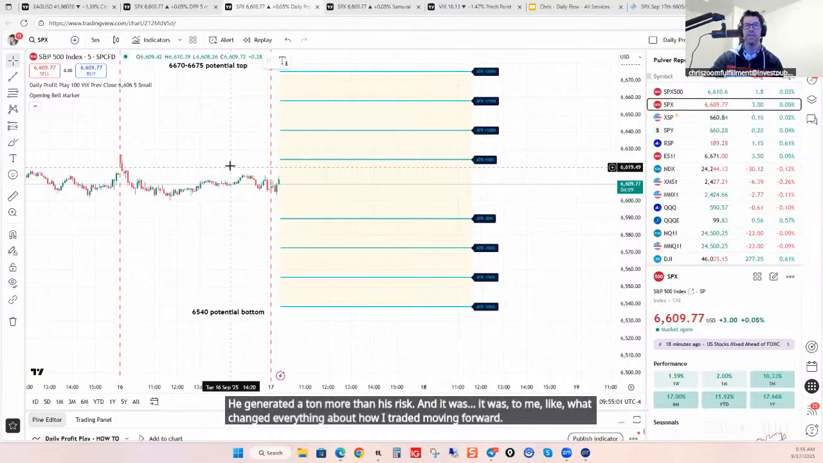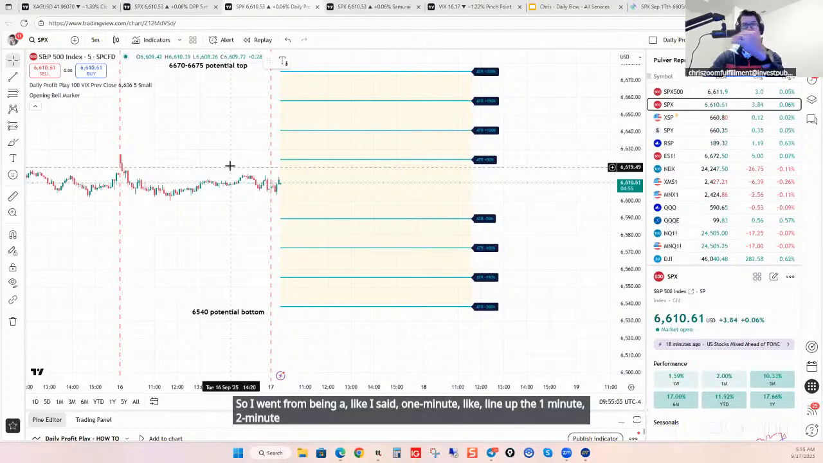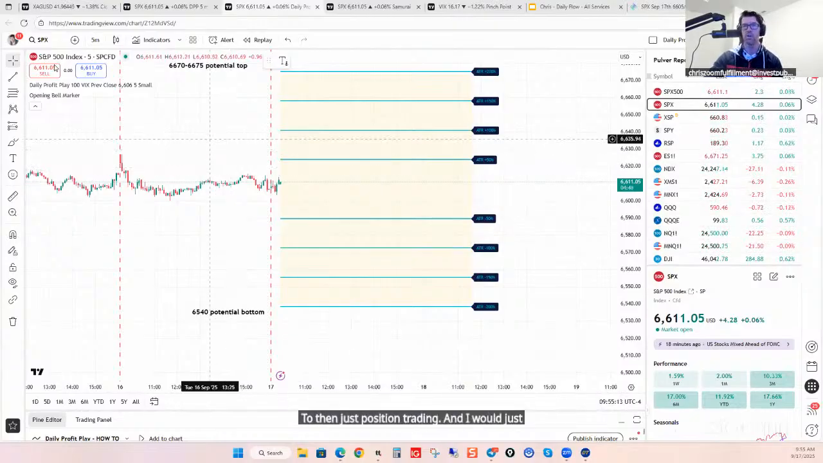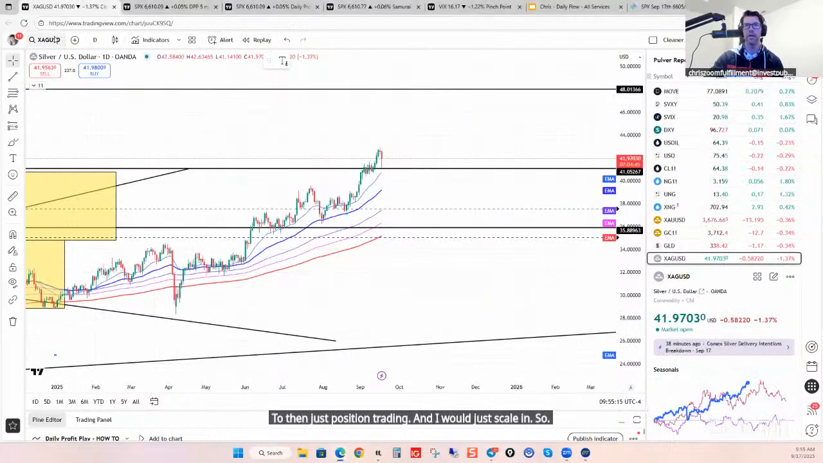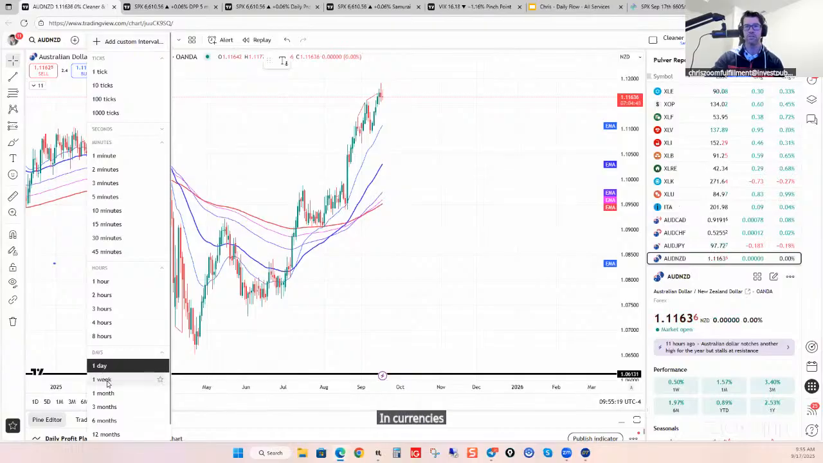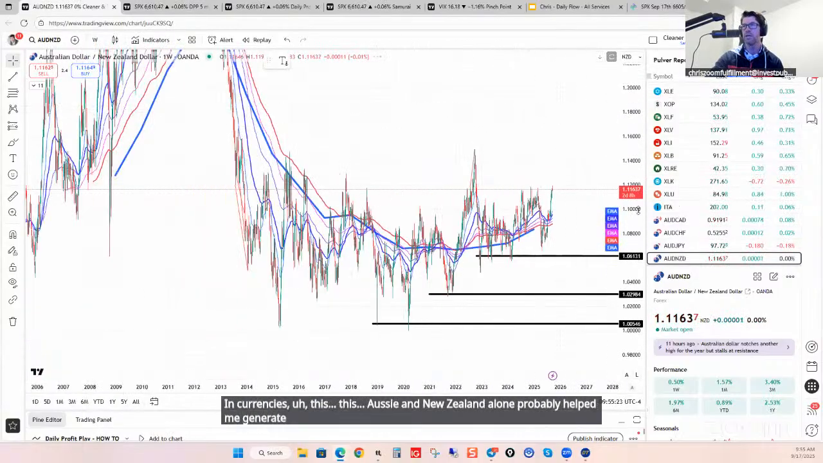So I went from being, like I said, 1 minute, line up the 1 minute, 2 minute, 3 minute, line it up with the 60 minute, that's the biggest time frame I looked at, trying to scalp 10, 20 pips a day, to then just position trading. And I would just scale in. Some of my biggest trades over my career in currencies, this Aussie New Zealand alone probably helped me generate a couple $1 million.